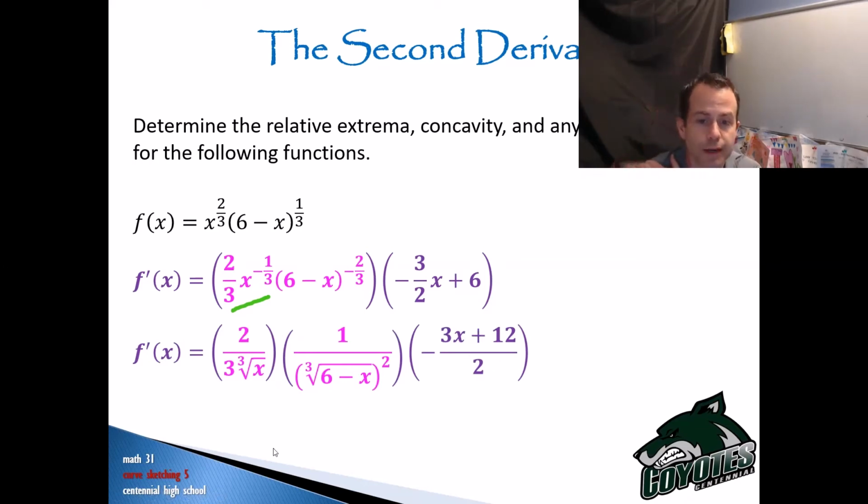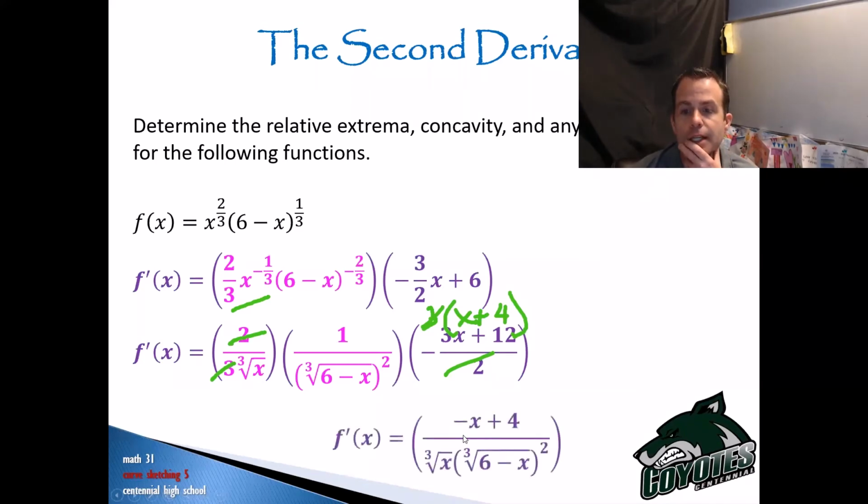Actually, just to show you that for a second, if that 3 got factored out like that, then I'm just going to also cancel it with this 3 here. Okay, and then those 2's will actually divide each other out as well. Yeah, so that's going to leave me with negative x plus 4, and then the cube root of x times the cube root of 6 minus x all squared. Okay.